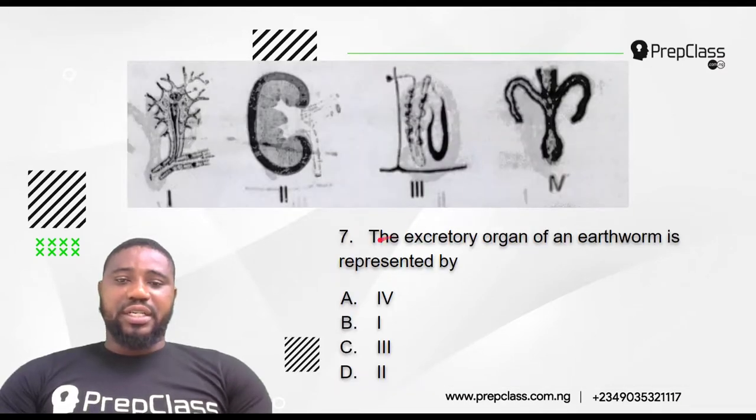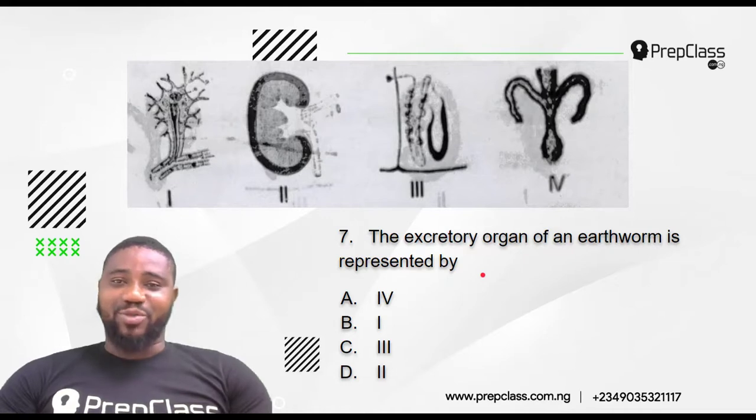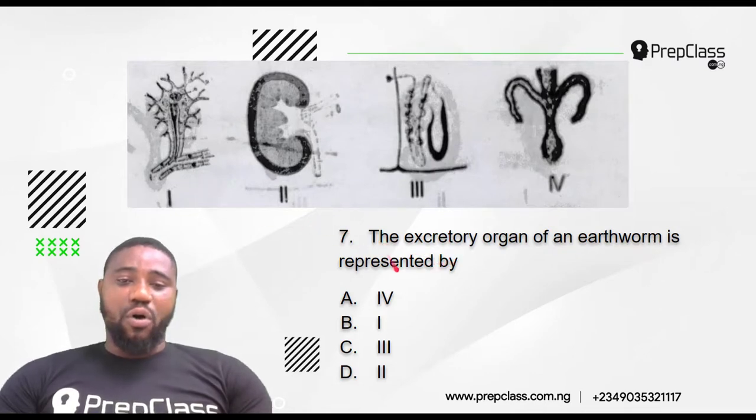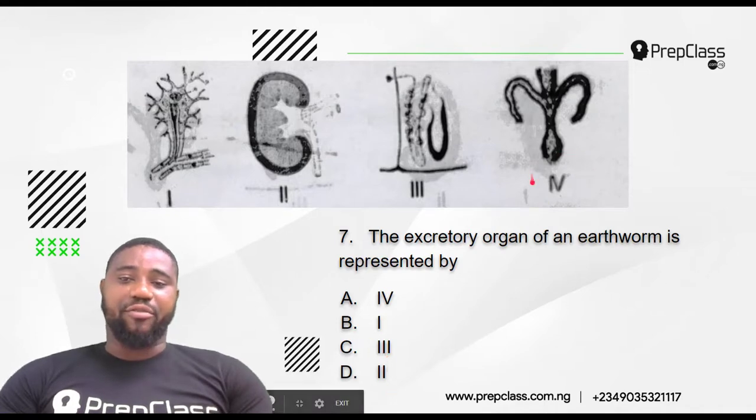7. The excretory organ of an earthworm is represented by, I believe in the last question I must have mentioned that the excretory organ of an earthworm is represented by, is it diagram 4? Is it diagram 1? Is it diagram 3? Is it diagram 2?